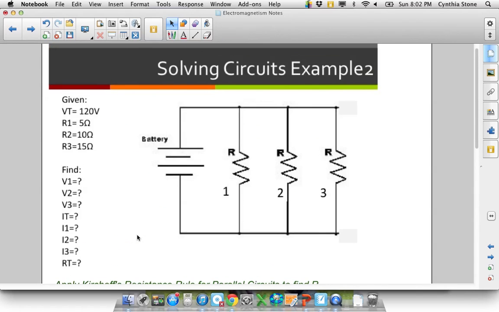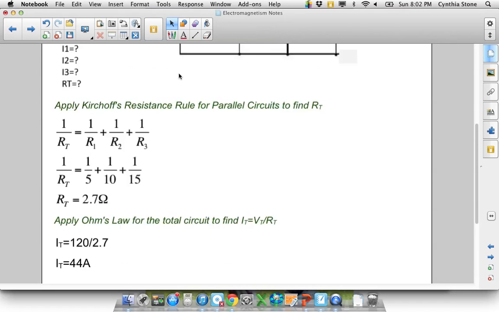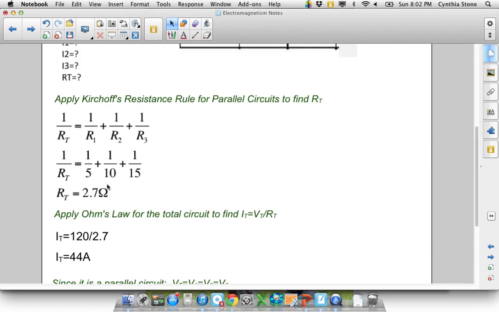There's a couple places you could start, and if you're thinking to yourself of what to do, that's perfect. You should be thinking of a strategy you would follow, because obviously you'll have to solve some questions like this. The way I chose to start, and it's not the only way you could have started, was to find the RT by applying Kirchhoff's resistance rule. Because I know all the resistances, I can find the last one using Kirchhoff's. And then if I know resistance and I know RT, I know VT, I can find IT. That was the second step I took.